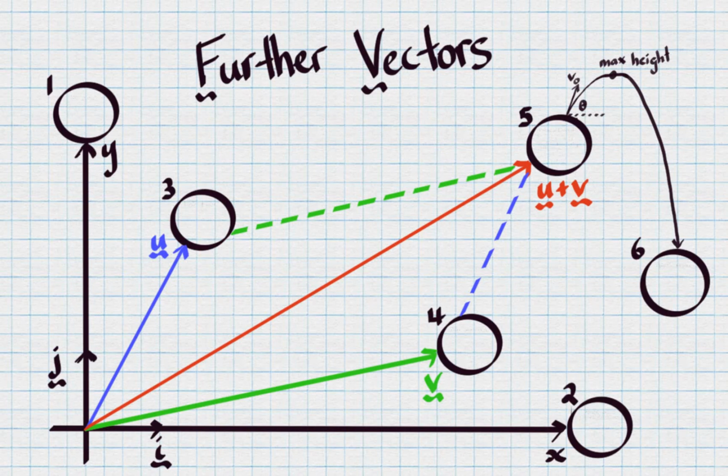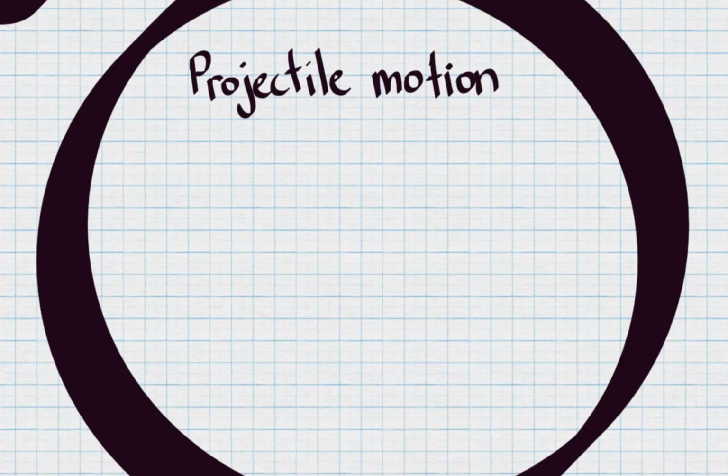In part 6 of Further Vectors, we are going to be looking at projectile motion. But before we get into any sort of calculations, in this first video, which will be quite short, let's just get a bit of a sense for what it means for a projectile to be launched and what sort of things affect the trajectory. So let's head over to Desmos.